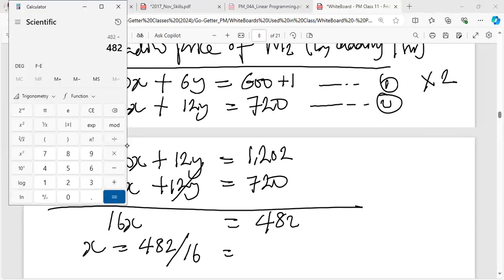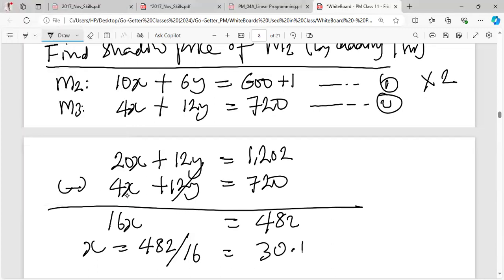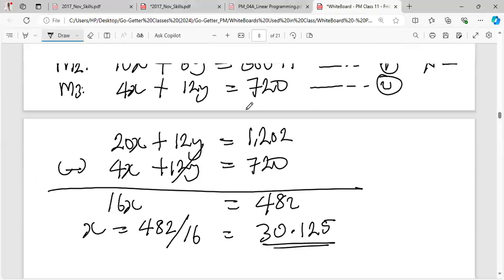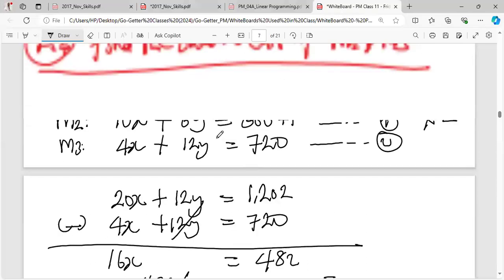Now divided by 16, we'll write it the way it is, 30.125. You know, when we did the first one, we had 30 exactly. But now this is 30.125. Now, we'll use this value of x. Let's use it in this equation that doesn't have 1.